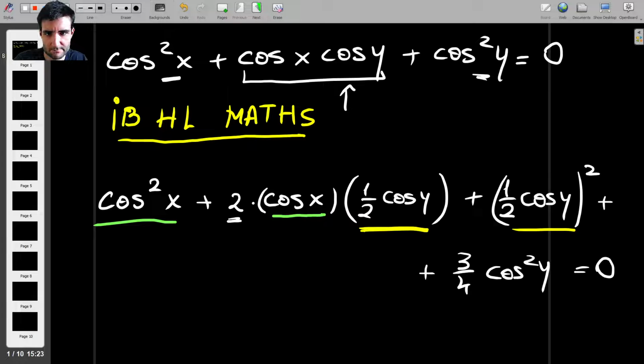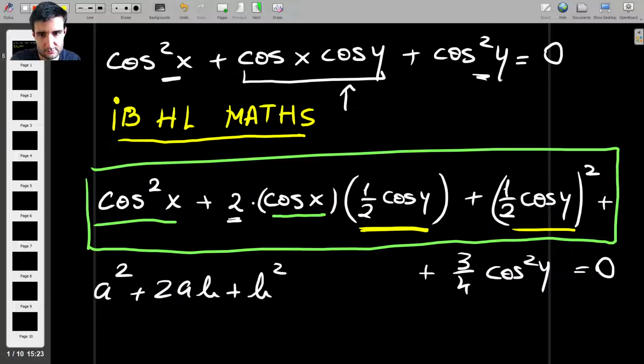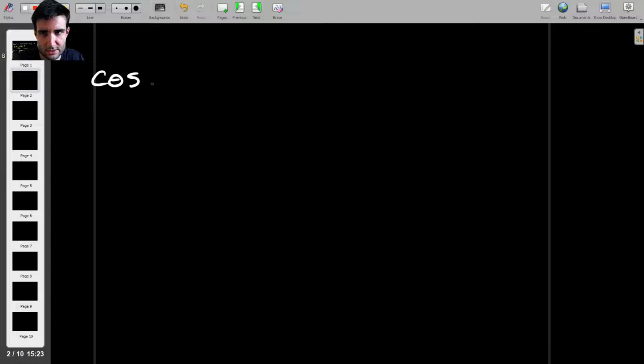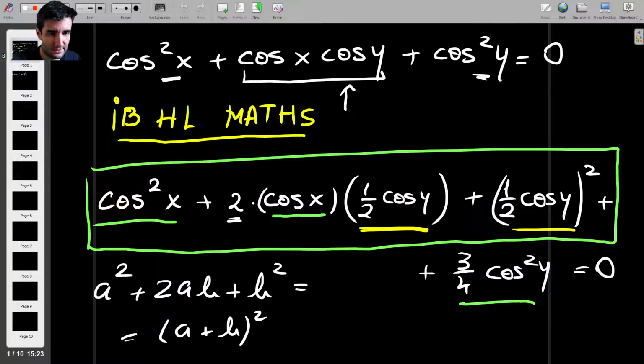Okay, now this first part here, this is essentially a squared plus 2ab plus b squared, right? It has exactly that form. And as you know, this is just (a plus b) squared. Okay, so we're basically completing the square, and the first part of the equation is going to be (cosine of x plus 1/2 cosine of y) everything squared, and now we just have this leftover term.